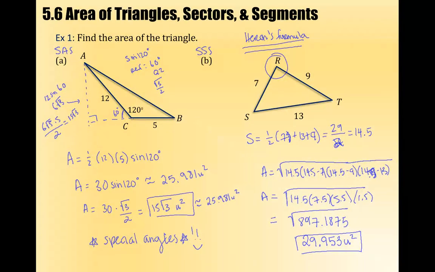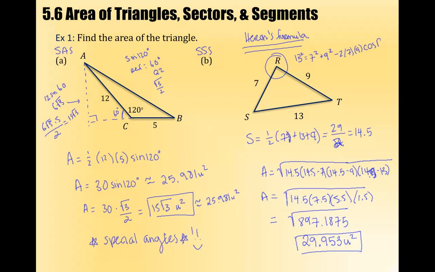I could use the law of cosines and say 13 squared equals 7 squared plus 9 squared minus 2 times 7 times 9.